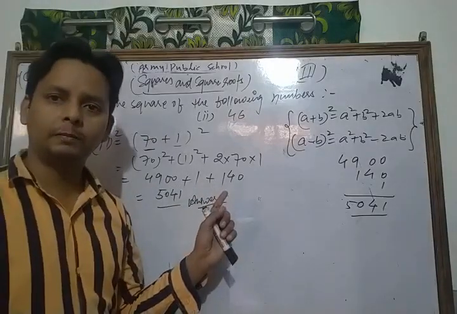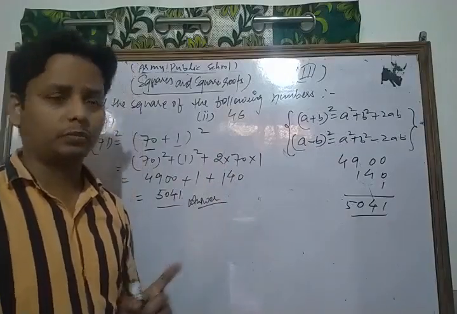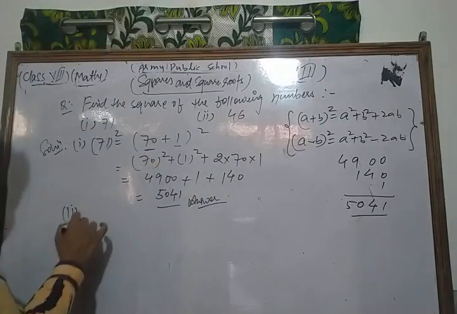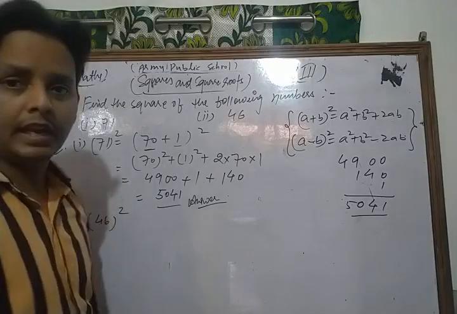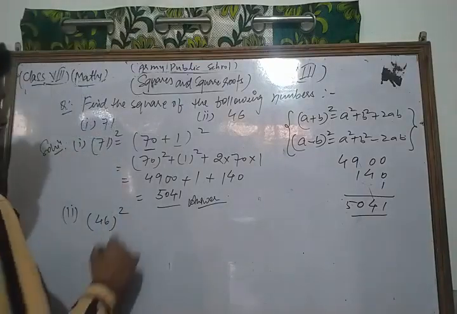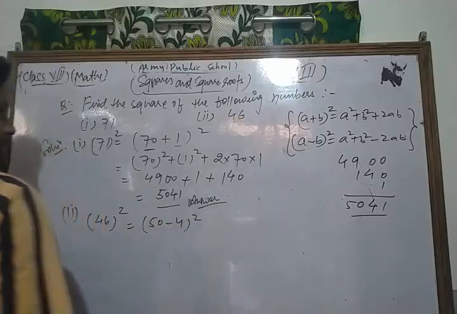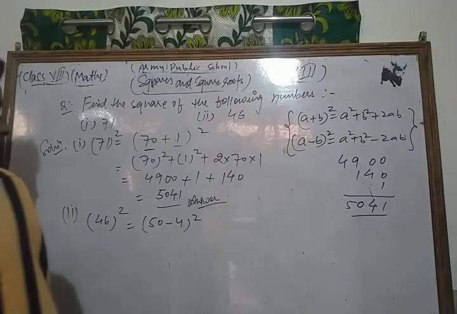So using that concept you can solve each and every question of your NCERT exercise based on this topic. Now similarly we solve the second part of this question. We find the square of 46. We write 46 as (50 minus 4) whole square. We write it in this way, right? 50 minus 4 whole square.